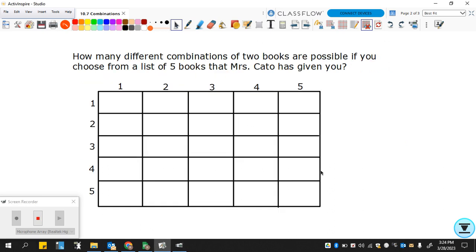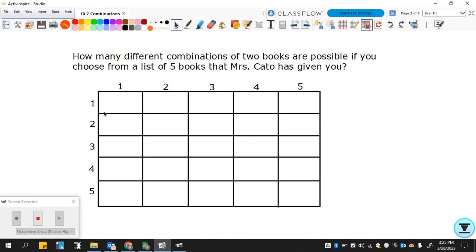All right, our first one is: how many different combinations of 2 books are possible if you choose from a list of 5 books that Ms. Cato gave you? Okay, so up along the top here, we're going to use a table. We list book 1, book 2, book 3, book 4, book 5, and along the left side, we list book 1, book 2, book 3, book 4, book 5.